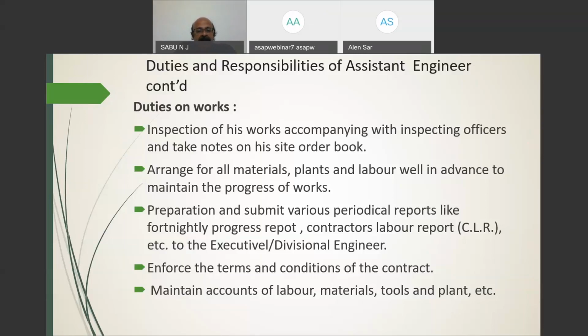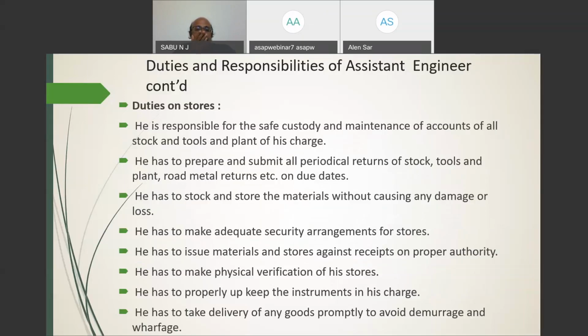He has to arrange proper materials, plans and labor for maintaining the progress of the works, submit periodical progress reports, enforce the terms and conditions of the contract, and maintain the accounts of labor, tools and plants. Then duties on stores: he has to take safe custody of the material, and everything related to its distribution and disposal.